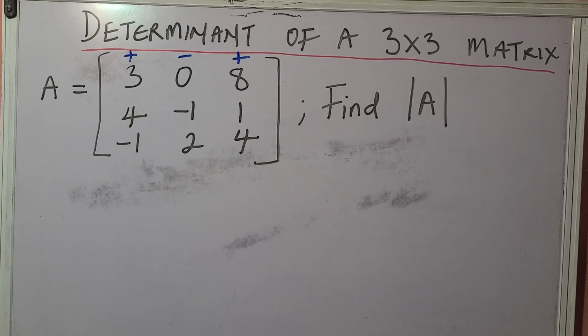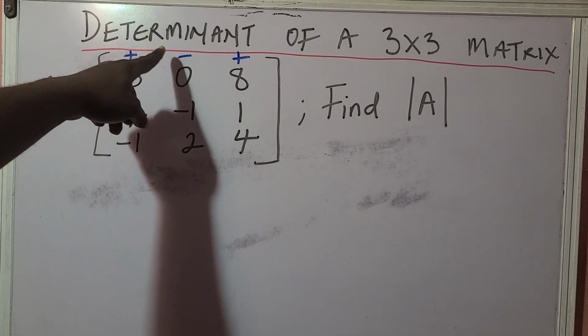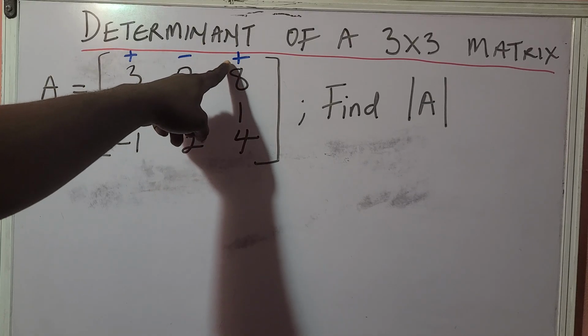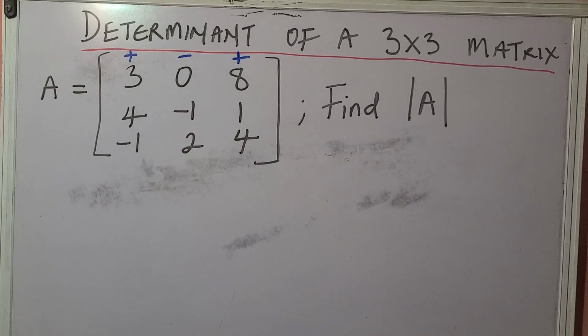So the method we'll be using, one of the first steps you have to do is to have a plus sign, a negative sign, then a plus sign. So you carry out that as step number 1.